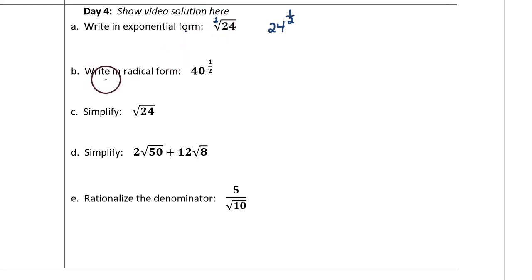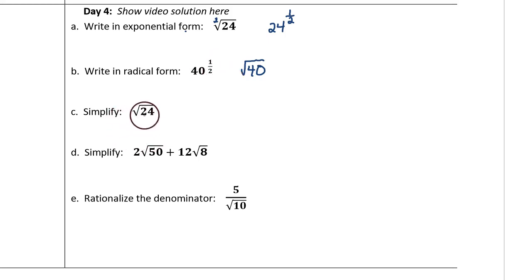Okay, question B is the reverse process. Write in radical form. So the fractional exponent is 1/2. That corresponds to a radical with an index of 2. It's just for a square root, you don't take the time to write a little 2 in this spot. And then inside, put the 40. So the square root of 40 is equivalent to 40 raised to the 1/2 power.